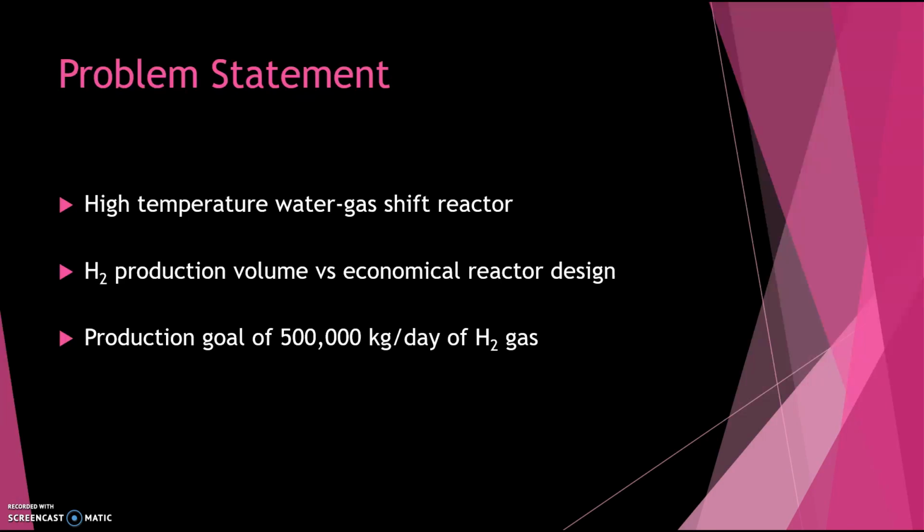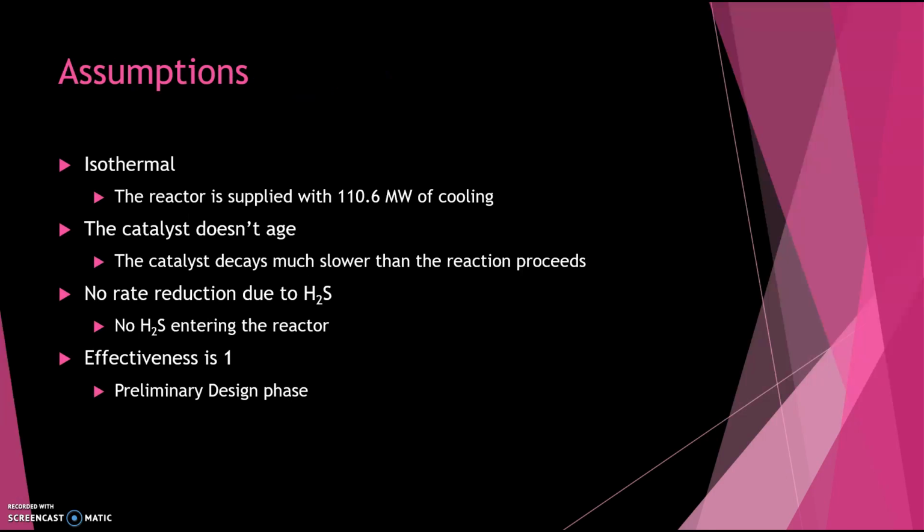The objective of this project was to produce hydrogen gas from a high temperature water gas shift. We looked at hydrogen production versus an economical reactor design. Our goal is to produce 500,000 kilograms of hydrogen gas per day while still creating a reactor that makes economical sense.